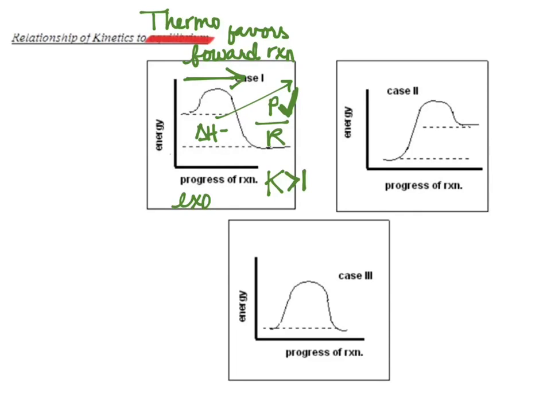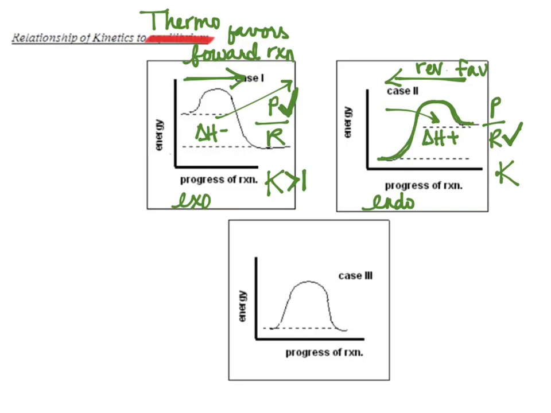The next one is an endothermic, which means that our delta H is positive, which means we put heat in. And what can we say about these hills? Which hill do you want to run up? You want to go up this big hill, or you want to go up this big hill? The second one, we're going to go this way. So we favor the reverse. So that means if I have products over reactants, then the reactants has more there. So what can we say about the magnitude of K here? K is less than 1.